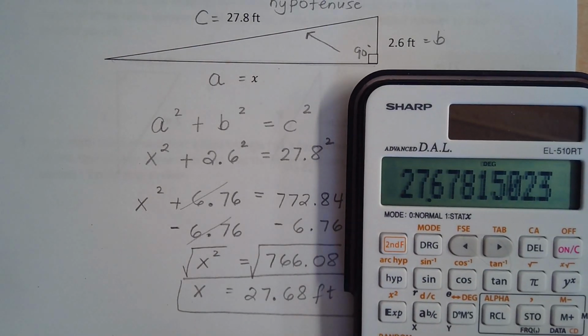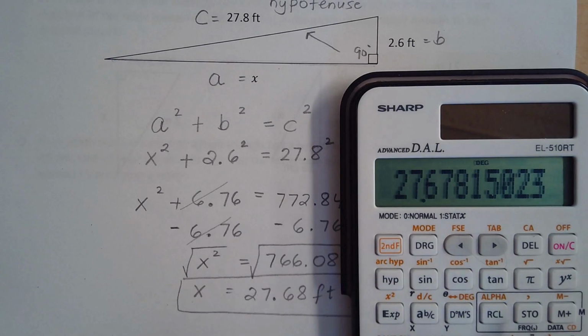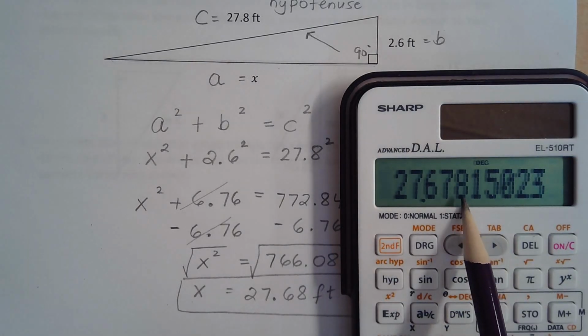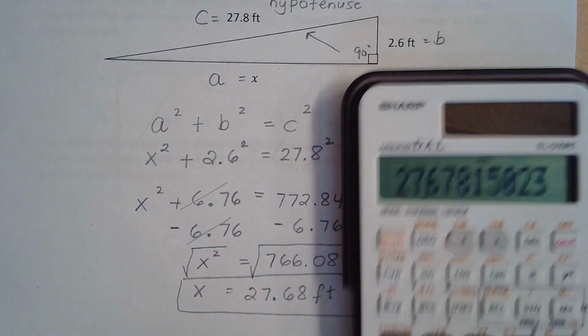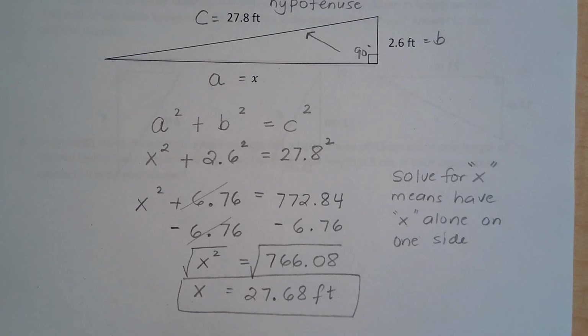I got 27.678. So rounding it off to 2 decimal places, I'll look at the third number. Yes. Enough to round it up to 68. And this time I remembered to put the unit. Okay. Good. How do you feel about that? You okay? Yes?